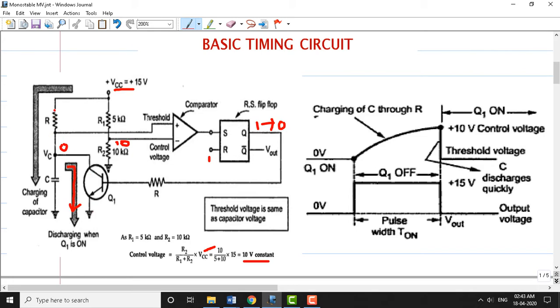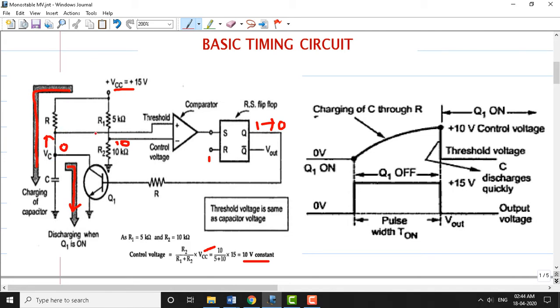The capacitor will start charging via this resistor R. So the charging path is shown here. This is going to be the charging path here. Once the capacitor keeps charging, the voltage at VC keeps rising. So the voltage here keeps increasing.